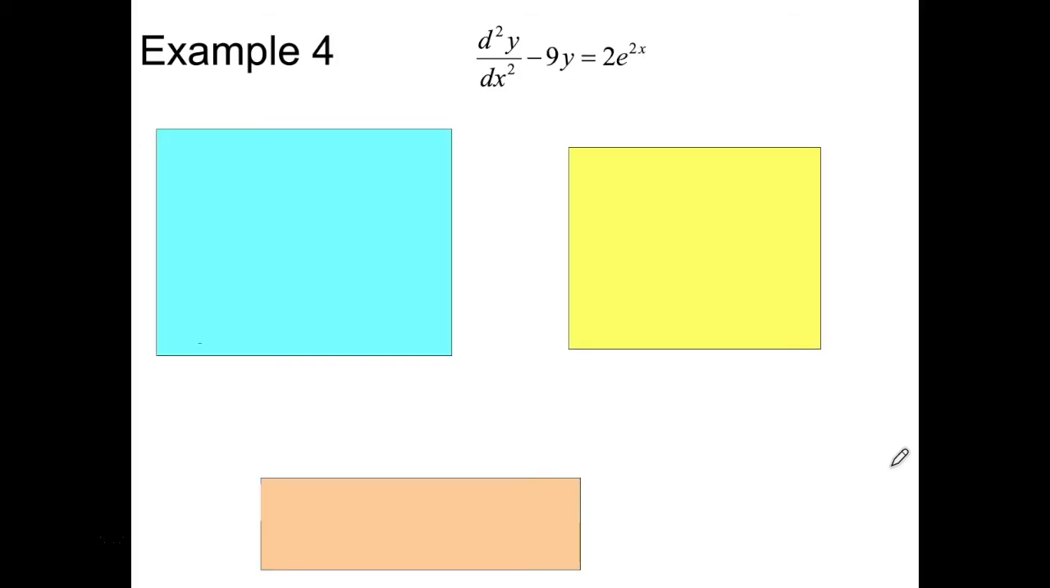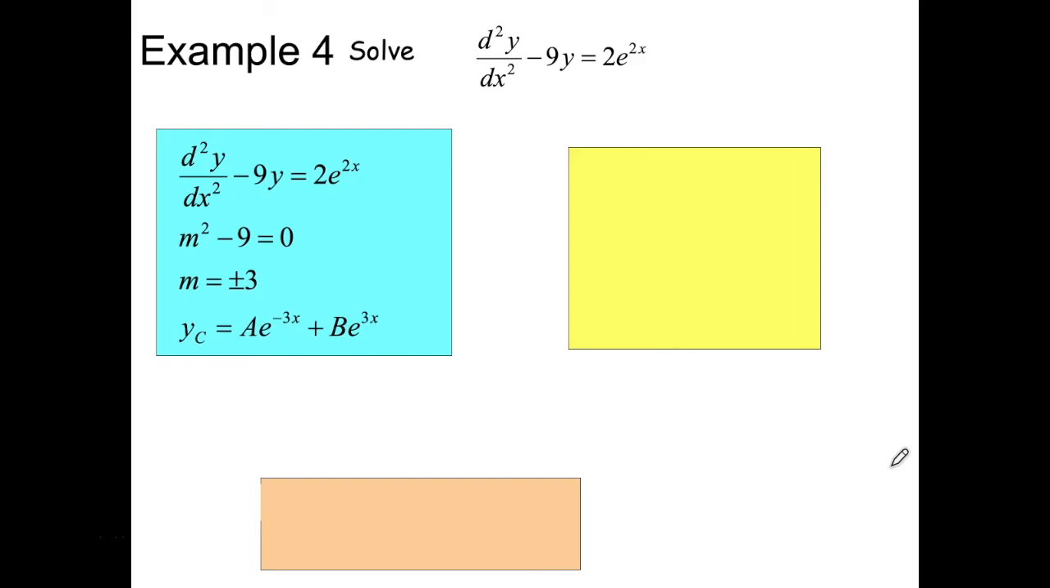Example 4. Solve this equation. We write down the auxiliary equation, m squared minus 9 equals 0. So we have m equal plus or minus 3. So our complementary function is a e raised to the power negative 3x plus b e raised to the power 3x.